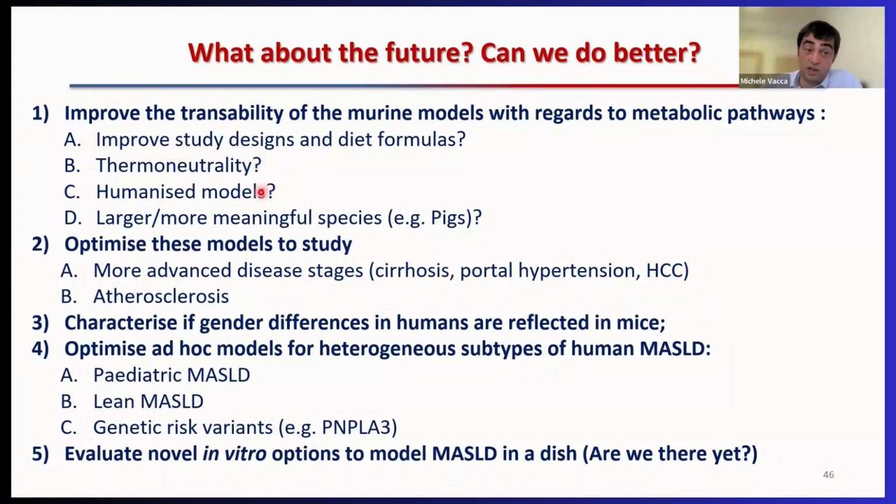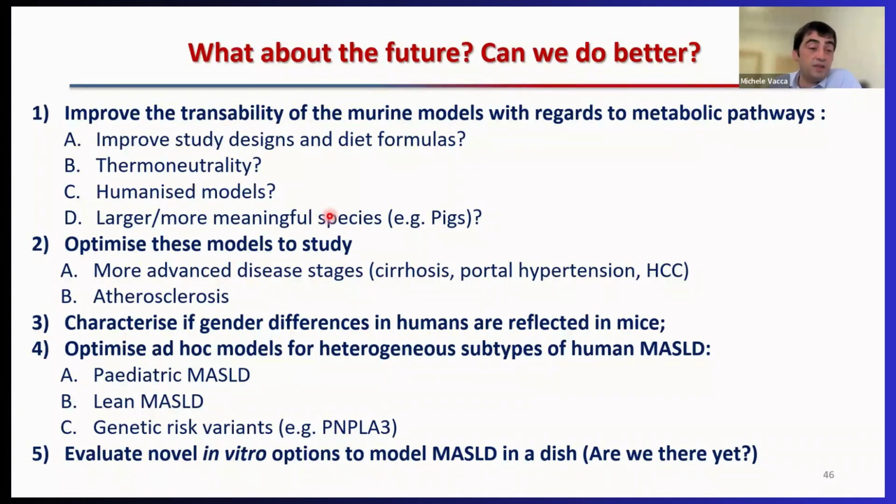There is a lot of discussion around humanized models, especially for lipoprotein metabolism, considering that the mice do not develop atherosclerosis. And we are seeing different large animals, for example, pigs, that may be more meaningful species, but there is a lot of discussion regarding costs and practicability of these kinds of approaches, which require specific animal facilities.